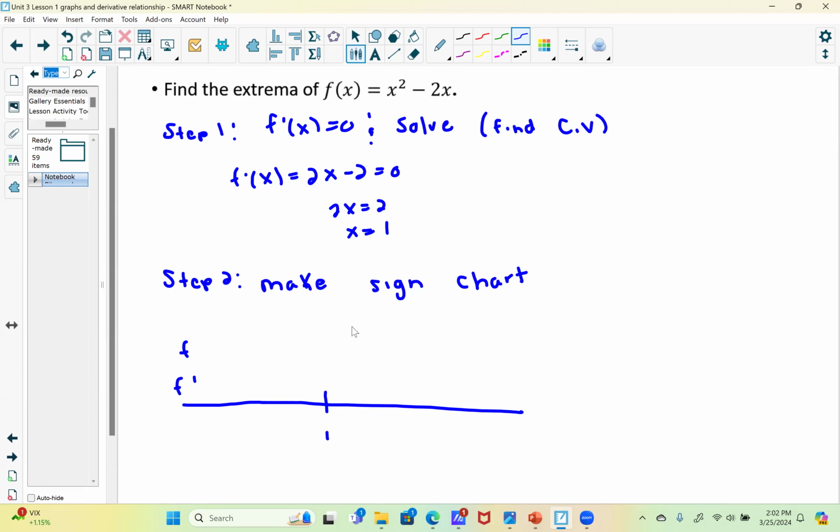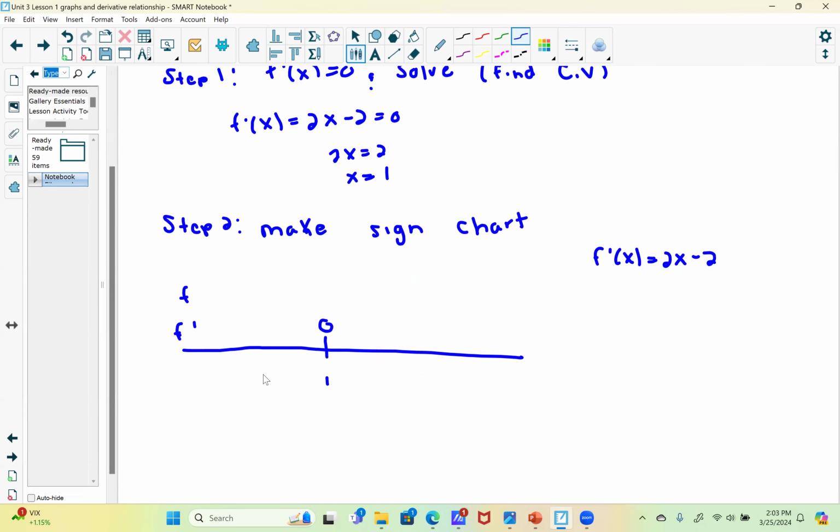And then to make the sign chart, I have to know what's happening with the derivative. So I need to know, is the derivative positive or is it negative? And that will help me figure out if f is increasing or decreasing and whether I have a max or min. So we are going to use our derivative, which is 2x minus 2. And we know that the derivative is equal to 0 at 1. So I'm going to put 0 for the derivative. And so before 1, my derivative either has to be positive or negative. Okay, it can't be 0 because the only place it's 0 is at x equals 1.